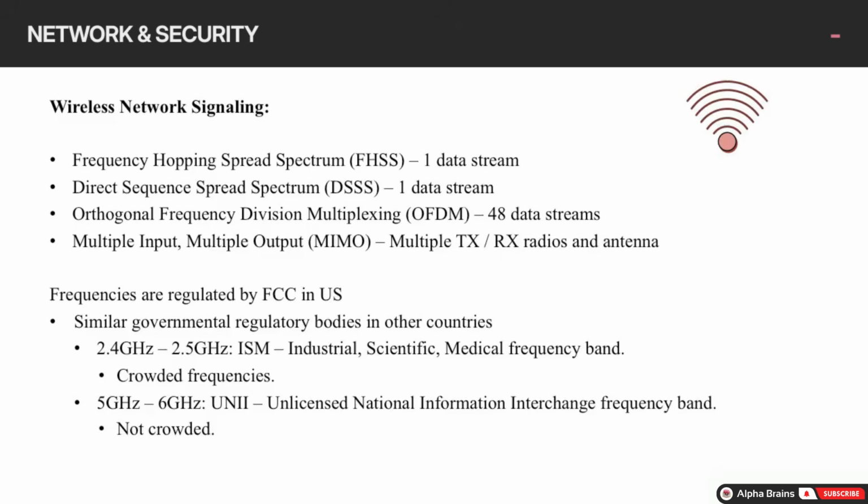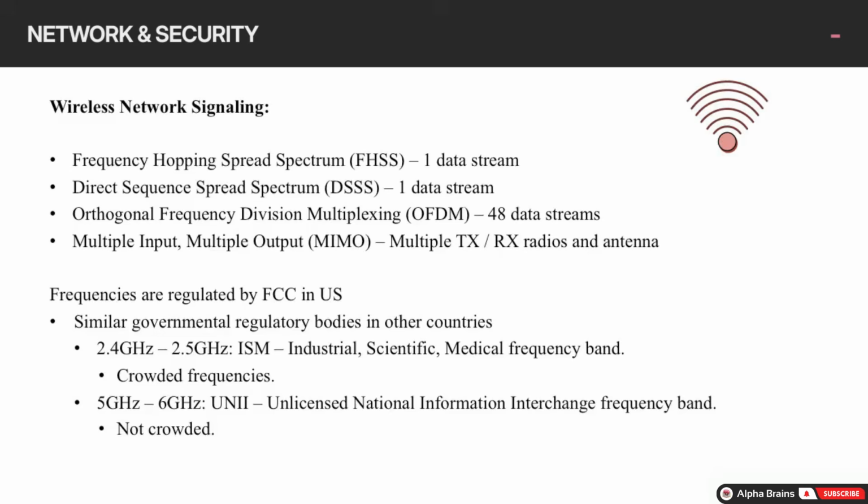The next step up is called direct sequence spread spectrum. This still provides only one data stream, but allowed our data throughput to increase to about 11 megabits. So it's a little more efficient on its communications. So that got us to 802.11b is where we were first introduced to DSSS.